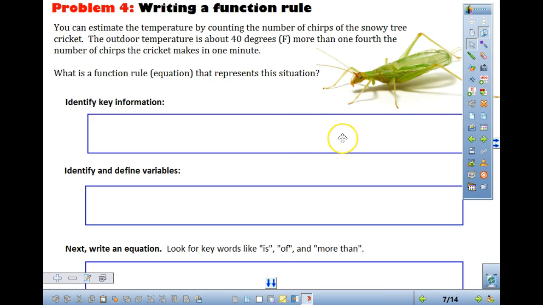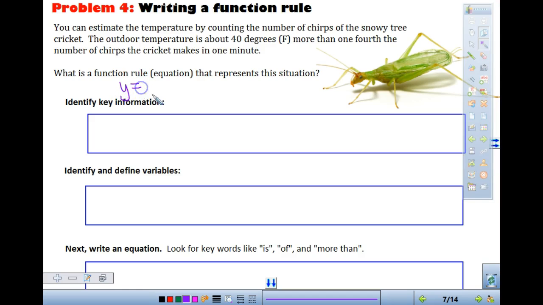So, key identifying information. First off, when you're writing a function rule or equation, I'll take your answer either one of these two ways. I'll either take it as y equals, and you write the equation, or I'll take it as f of x equals. So when you do page 265, that's what I'm looking at. You either tell me y equals, or you put it as f of x or g of x or whatever the story happens to be.